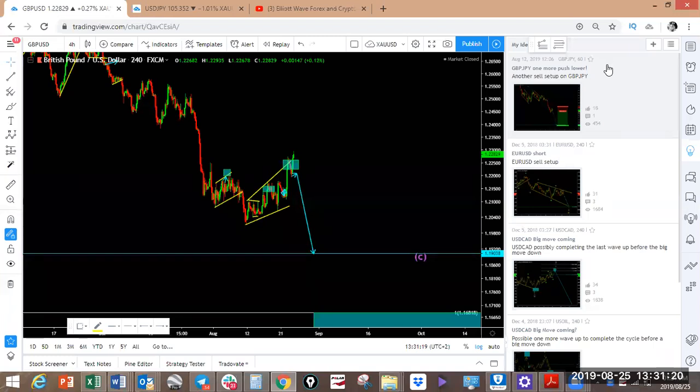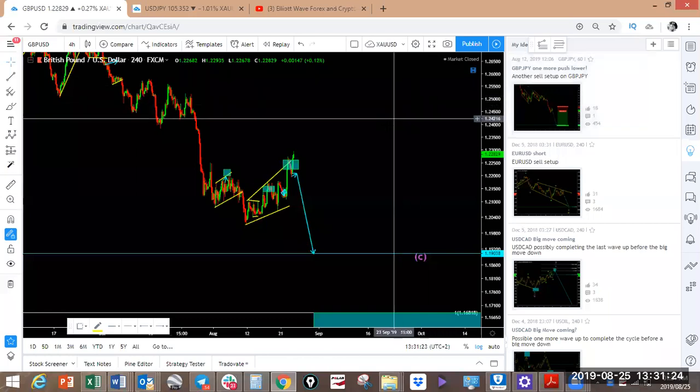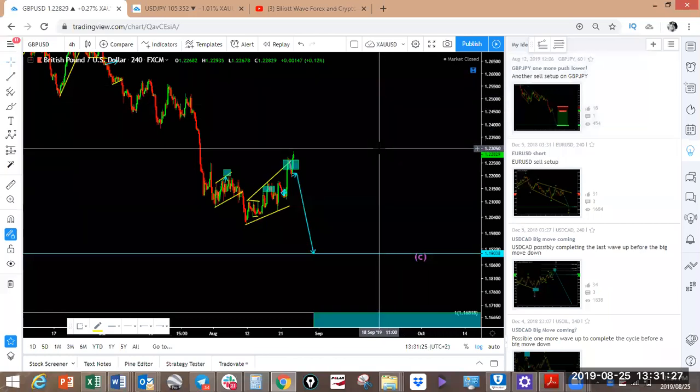Right, we are looking into the new week, and it's all been slow in the last couple of trading sessions, but we're going to look at what we have been looking at in our trading room.